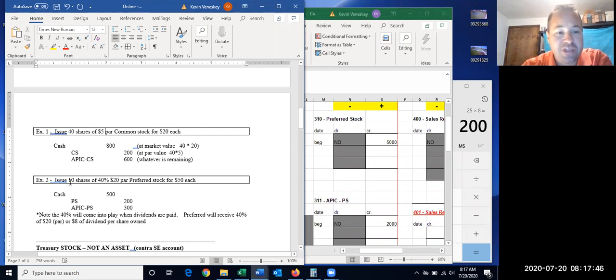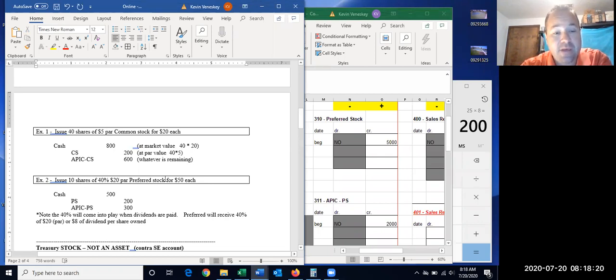Let's say we issue 10 shares of 40% $20 par preferred stock for 50 bucks each. This part is just extra information for right now. This is simply going to tell us how much dividends are paid. It's saying 40% of 20, so if you do the math, that's $8. That's how much dividends each preferred shareholder is going to get, $8. And we have 10 shares, so as long as we give out at least $80, they're going to get the first 80.